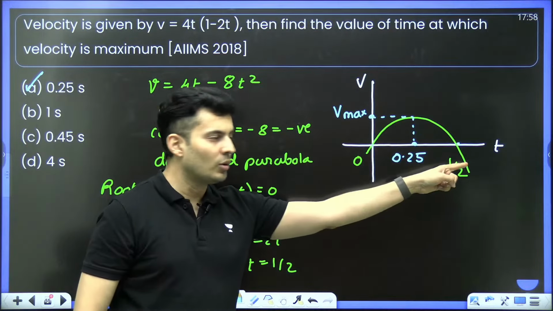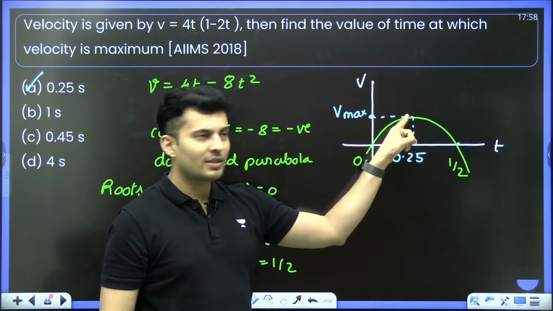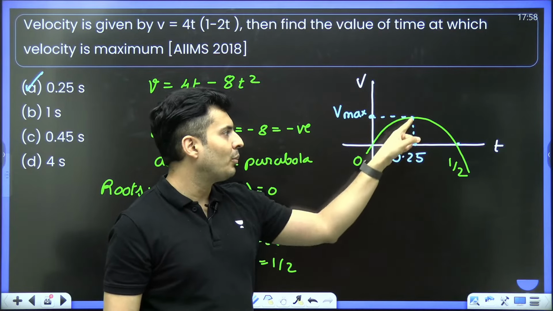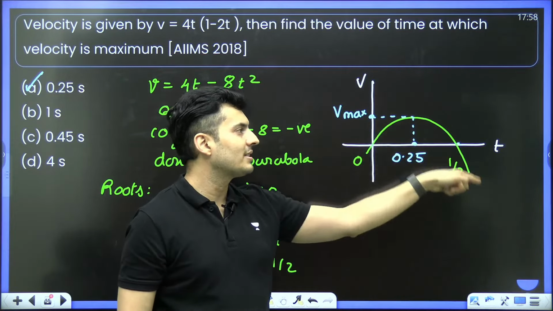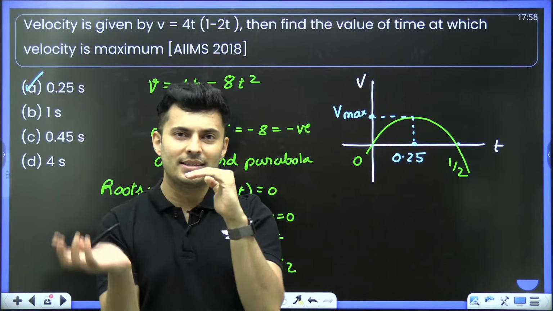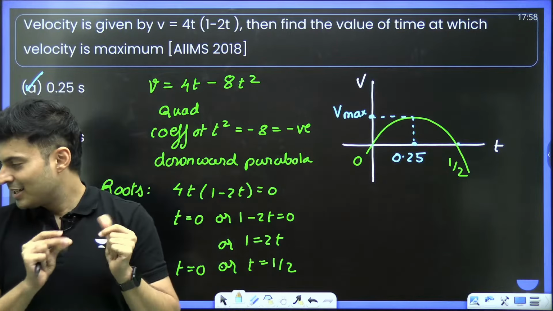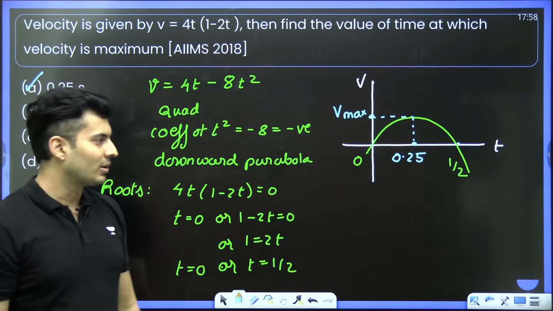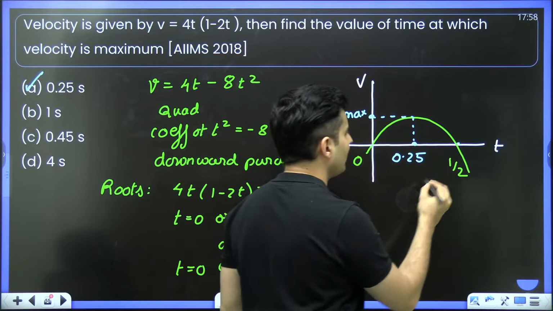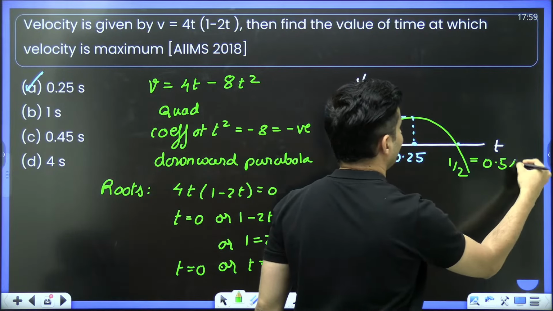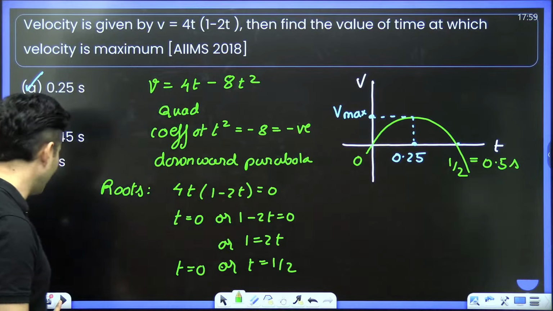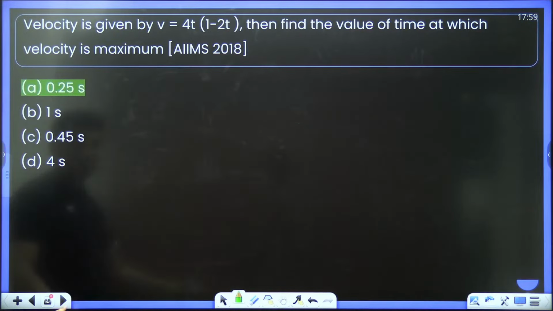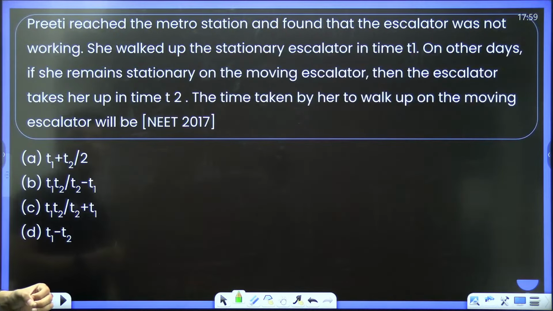So whenever you have roots, the vertex, or basically the maximum or minimum point, will be exactly in between, because this is a symmetric figure. Parabola is same on both the sides. Got it? Yes, it is 1/4. Correct, because half is nothing but 0.5 seconds. Exactly, my dear warriors. So it's very straightforward if you solve it properly.